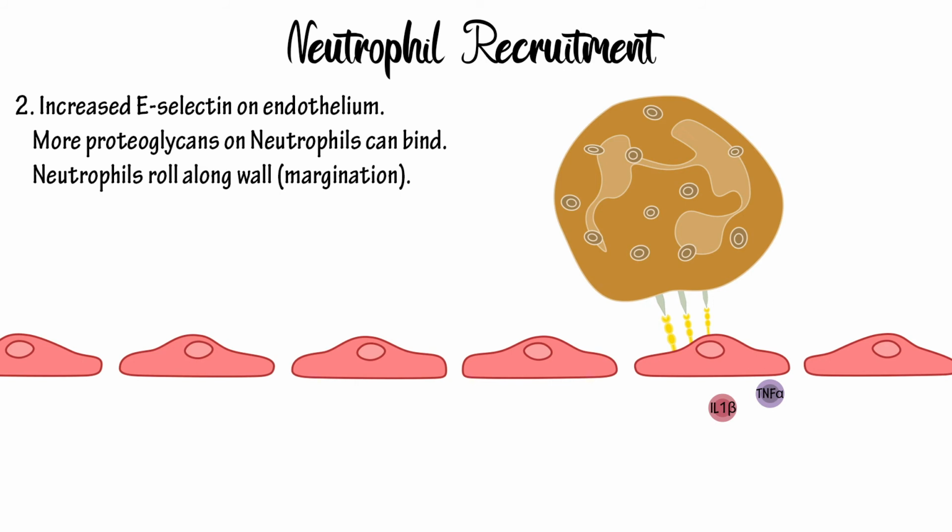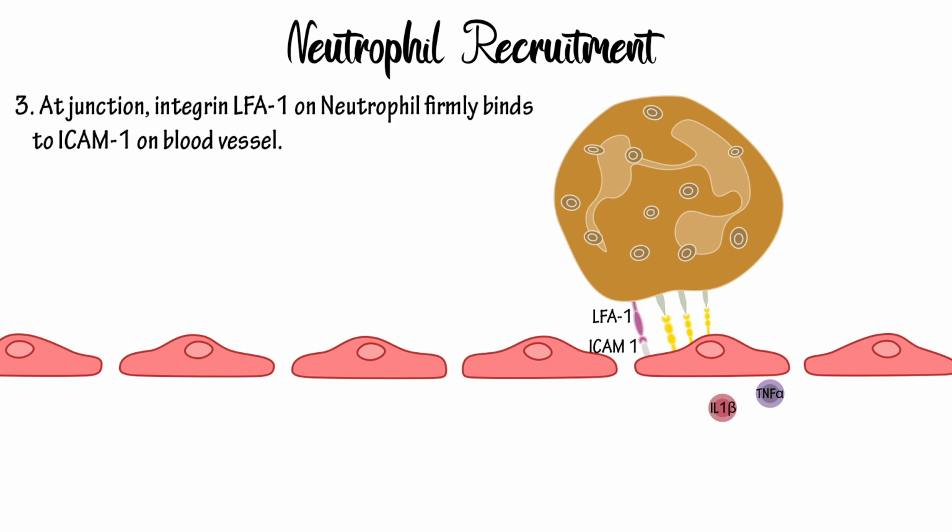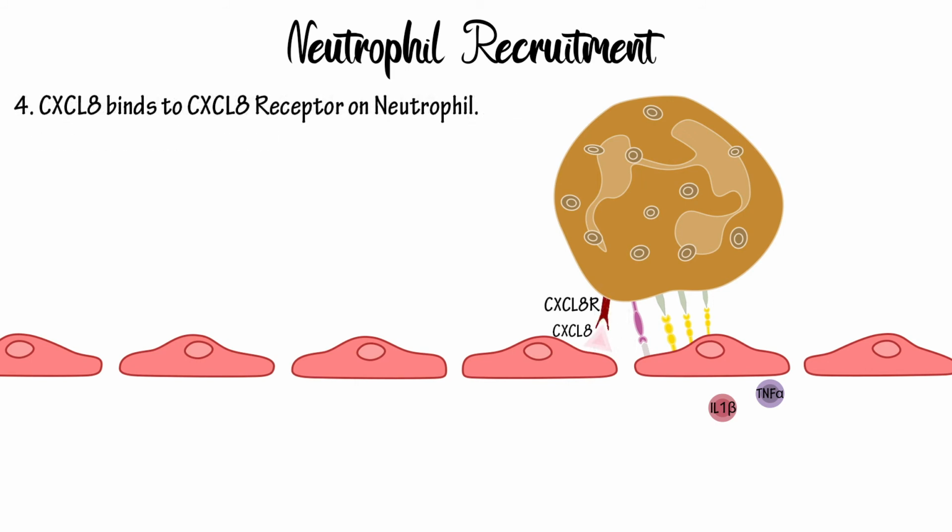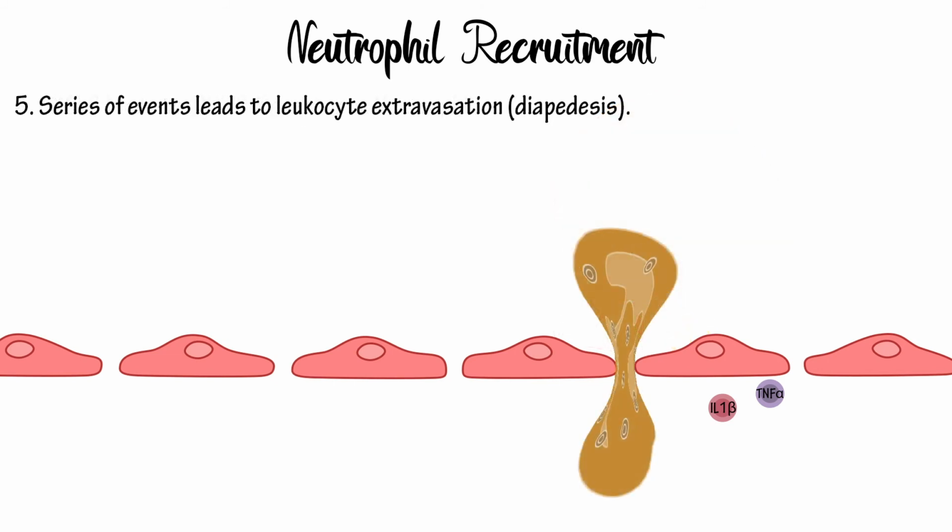At an endothelial junction, neutrophils are then firmly attached to the ICAM1 on the vessel via the neutrophil surface receptor LFA1, which is an integrin. The CXCL8 mentioned earlier binds to the CXCL8 receptor on neutrophils, causing the neutrophils to squeeze between the endothelial junctions and out the lumen, a process called diapedesis.